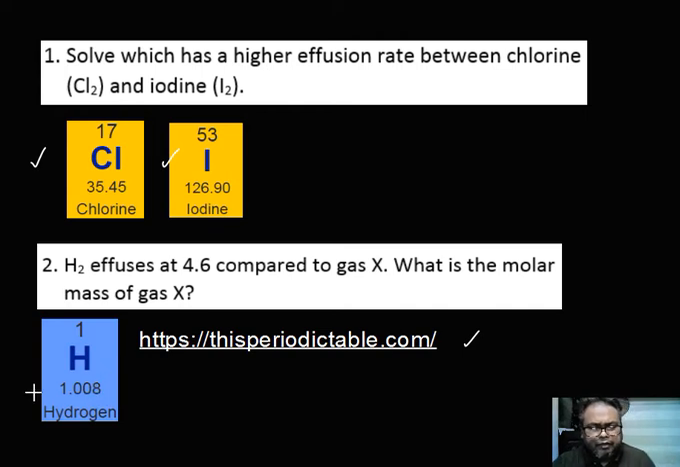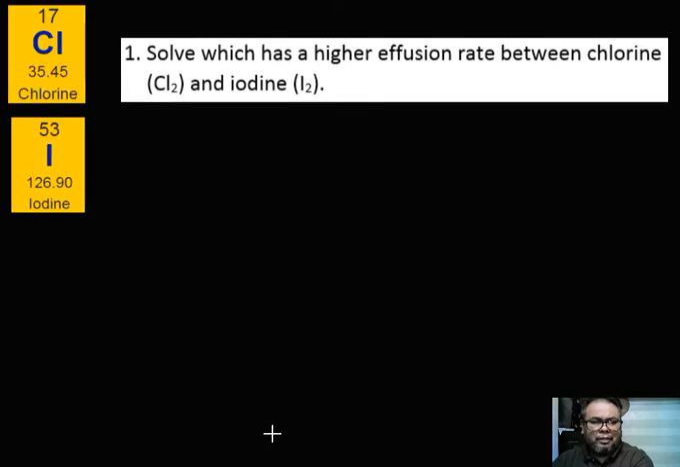So information is already given here for hydrogen, and if you do not have a printed periodic table, you can access it on this website. That is an interactive periodic table wherein it can compute the molar mass of a given element or a compound. Right, so let's have number 1.